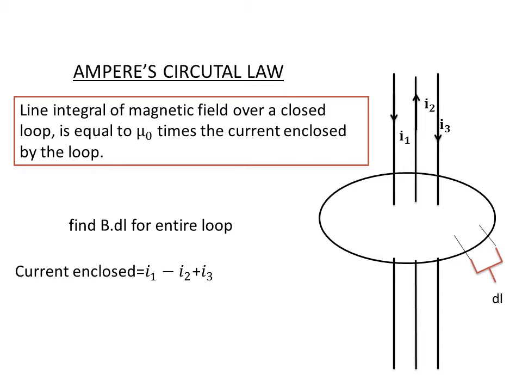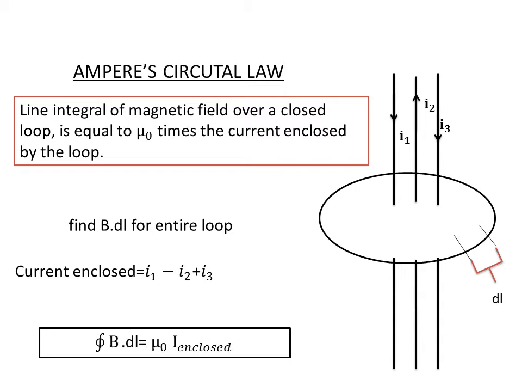Now current enclosed by the loop is I1 minus I2 because it is upwards, plus I3. According to Ampere's circuital law, integral of B dot dl, that is B dot dl we have taken for all the elements around the loop. If we integrate B dot dl over the closed loop, we get integral B dot dl is equal to mu 0 into current enclosed by the loop. This is Ampere's circuital law.